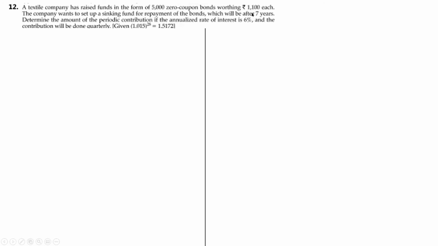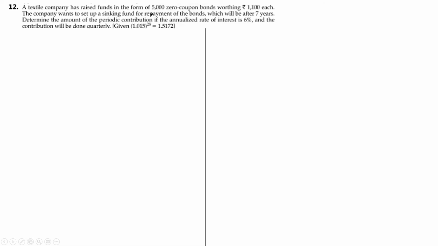So here a textile company has raised funds in the form of 5,000 zero coupon bonds and the face value of the bond is rupees 1,100. Now these zero coupon bonds are bonds which are sold at a discount. Say if the face value of the bond is 1,100, then they may be sold at 800 or 850 like that, and they will be redeemed at 1,100 rupees at the end of 7 years, and no coupon payments will be made for zero coupon bonds. So that is the use of zero coupon bonds.